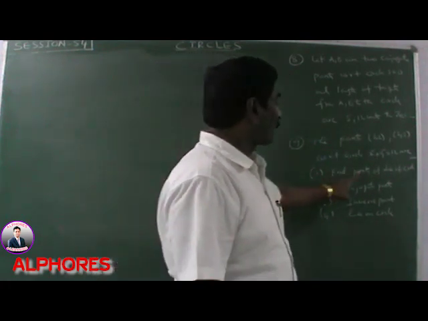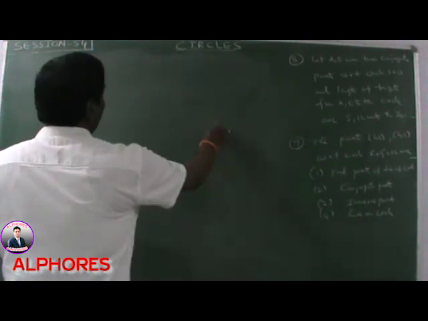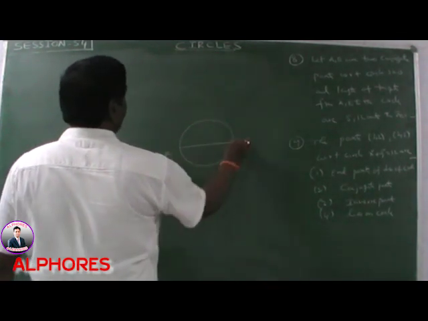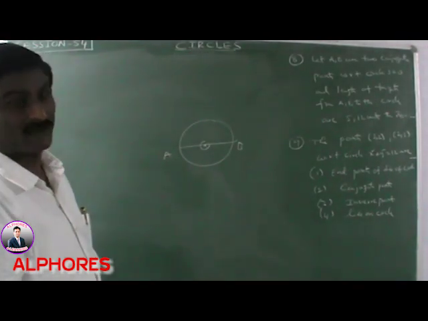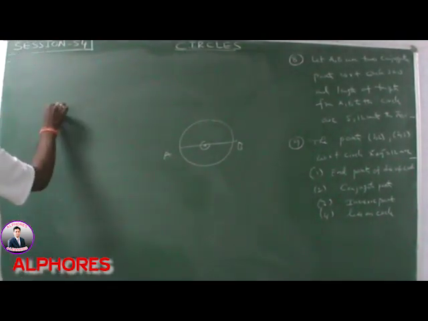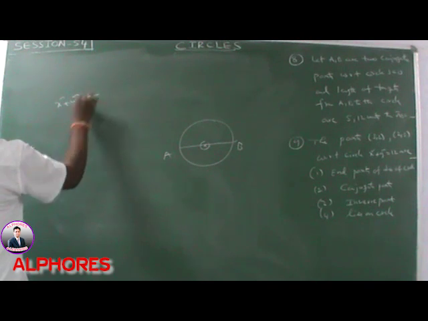Okay. Endpoints of the diameter. Suppose A, B are endpoints of the diameter, then this midpoint must be the center of the circle. Midpoint must be center of the circle. Here, the circle equation is x square plus y square is equal to 12. What is the center of the circle?